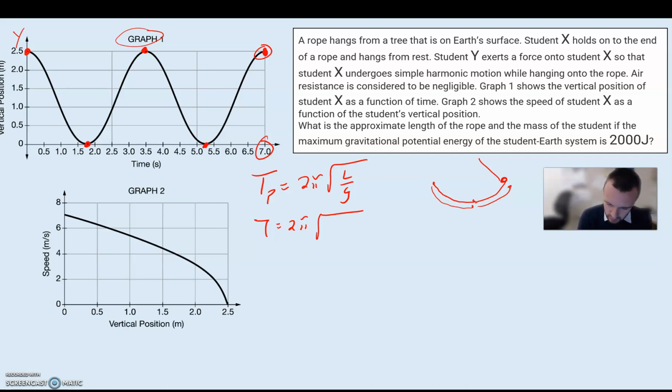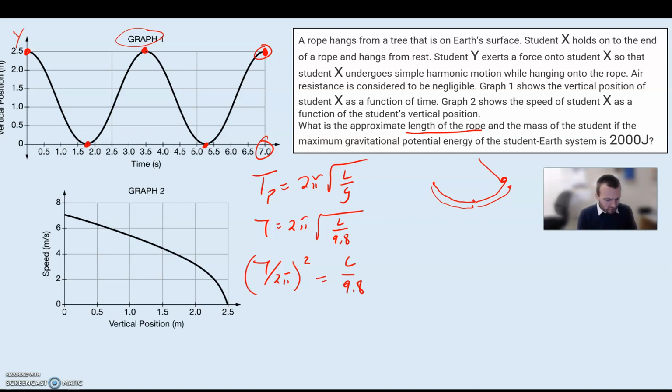It was asking us what's the approximate length of the rope. So that's one thing we're going to be solving for, and that's just an algebra problem. So we're going to go 7 over 2 pi, and we have to square that whole thing. That's going to be equal to L over 9.8. And we'll just multiply whatever all that stuff is times our 9.8 to get the answer.